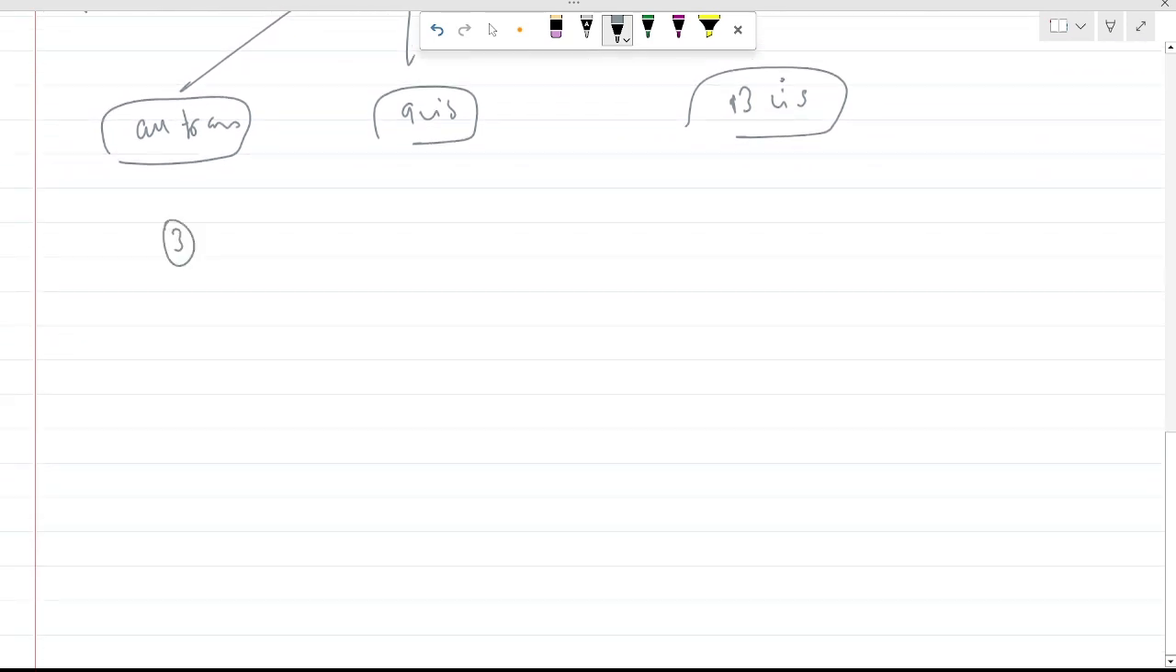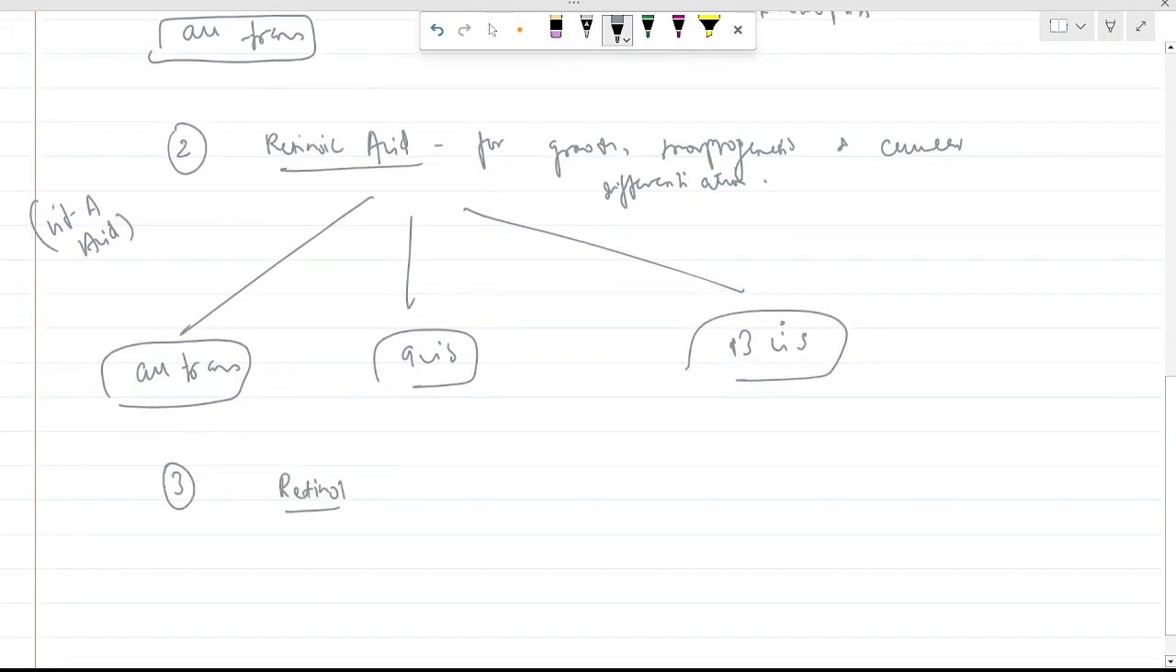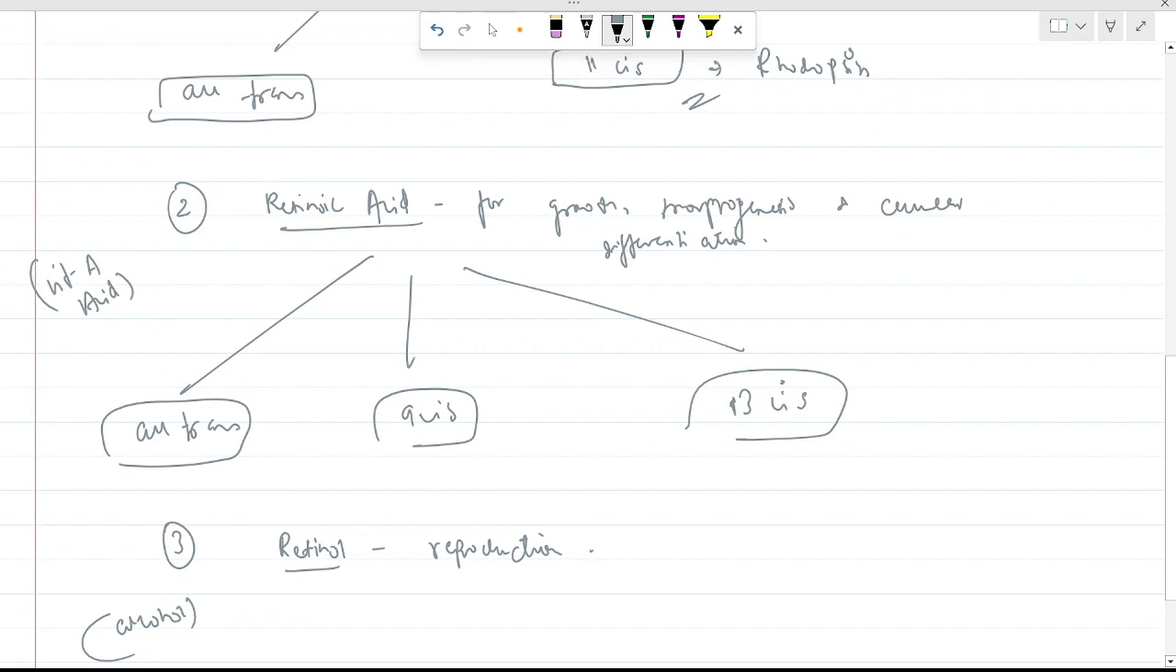Third form we are going to see is retinol. This is retinol. This is the alcohol form. Alcohol form. This retinol is for, remember, reproduction. The retinol is for reproduction. We have seen three different forms of retinoids: retinal, retinol, and retinoic acid.